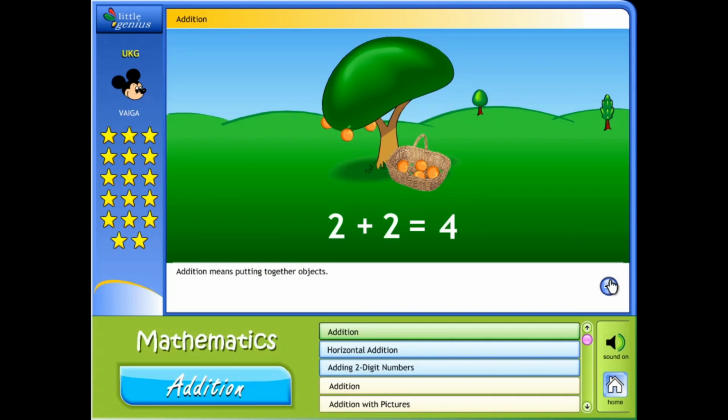Addition means putting together objects. Plus is the sign for addition. When some numbers are added, each number is called addend.